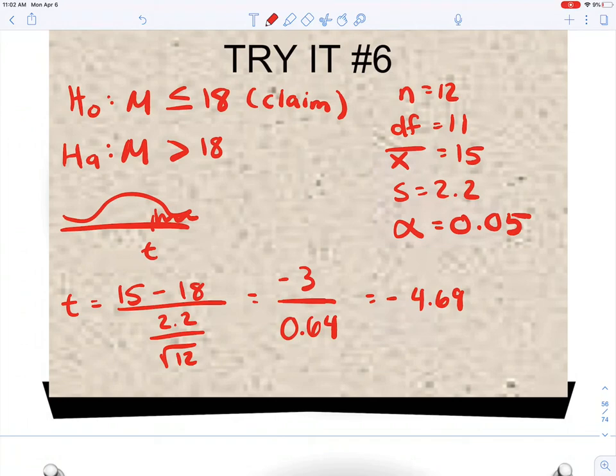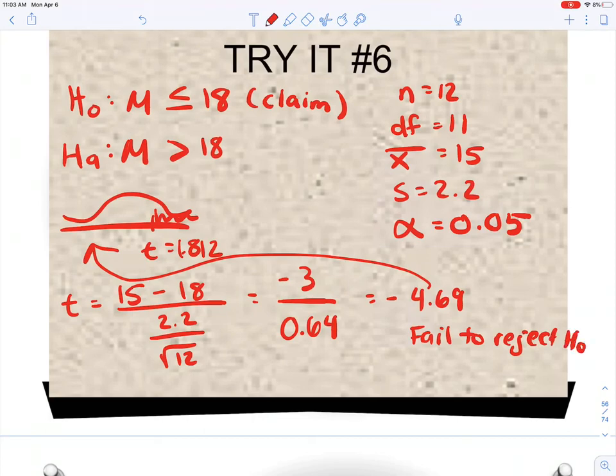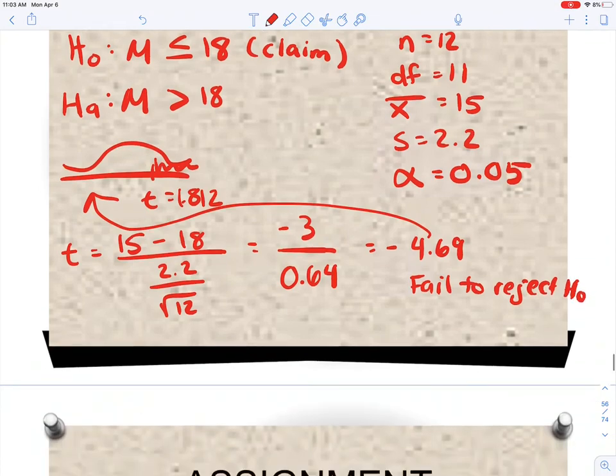Okay, so now I'm going to look at my right tail. I'm looking for something positive, and I'm looking at 0.05 and my degree of freedom of 10. So I'm looking at my chart. And I see it's 1.812. This is clearly outside, so I would fail to reject. But I'm not necessarily supporting the claim.